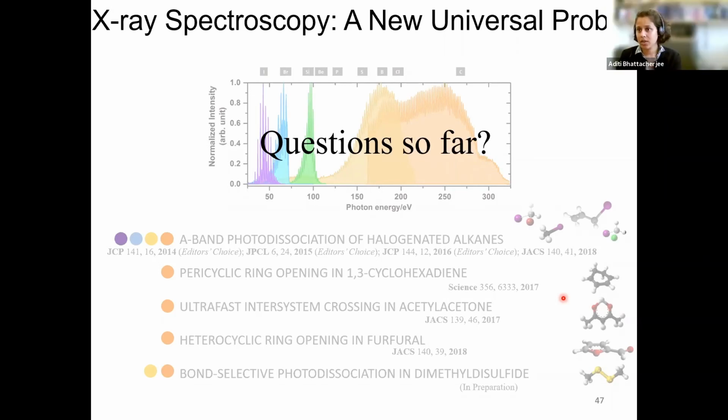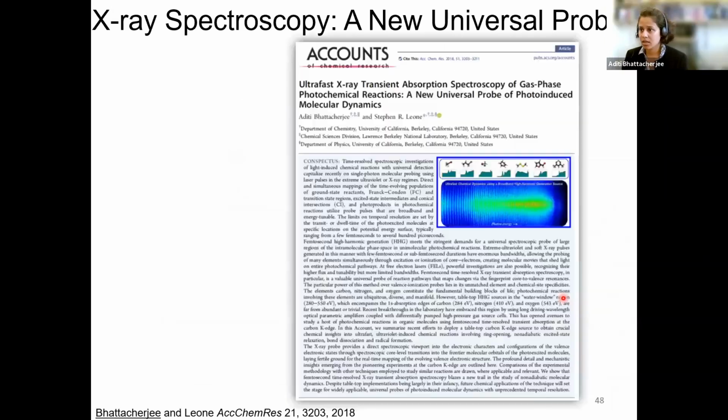Sure. So, this brief background here. When I was writing this review with Steve, thinking about the results more and more, it convinced me that X-ray absorption spectroscopy could be a universal probe of photoinduced molecular dynamics.